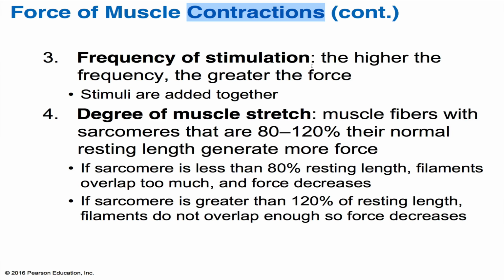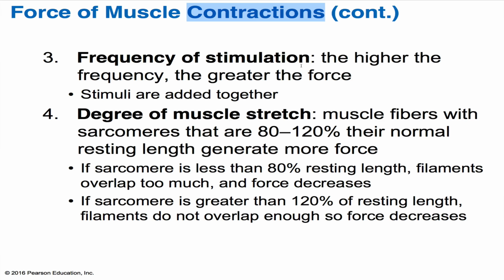Now, if the muscle fiber is stretched so much that the filaments do not overlap, then the myosin heads have nothing to attach to and they can't generate tension. On the other hand, if the sarcomeres are so compressed and cramped that the Z discs abut the thick filament and the thin filaments touch and interfere with one another, you're going to end up with either very little or no shortening at all.